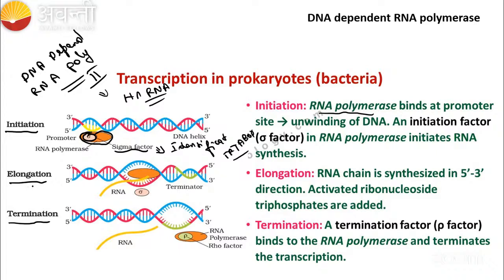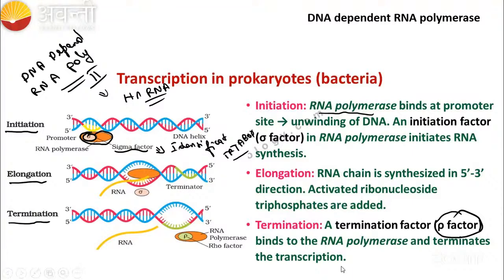Now the polymerase starts elongation. It goes on adding the nucleotides. Now once the termination is reached, the RNA polymerase is not able to identify the termination region. Now the termination happens by the Rho factor. Rho factor binds to this RNA polymerase enzyme. Then it identifies the termination region. Then the RNA polymerase releases the RNA. Okay. See here, this is how the termination happens.